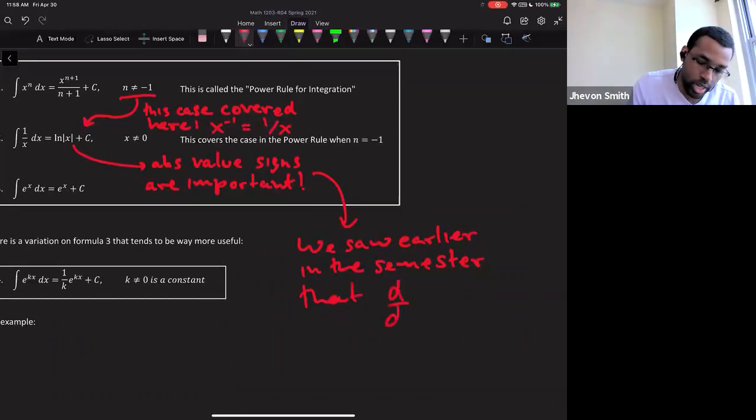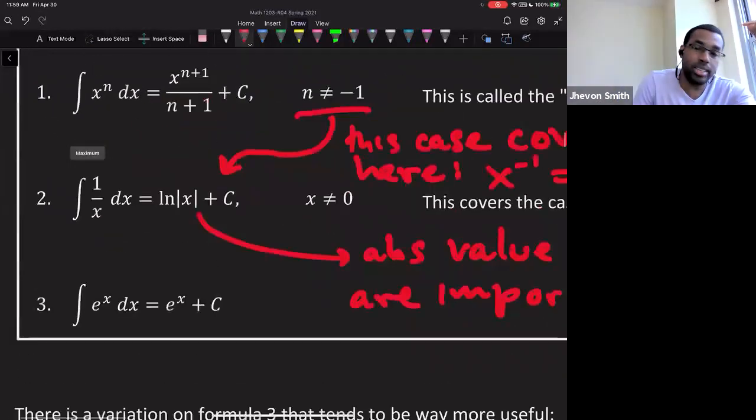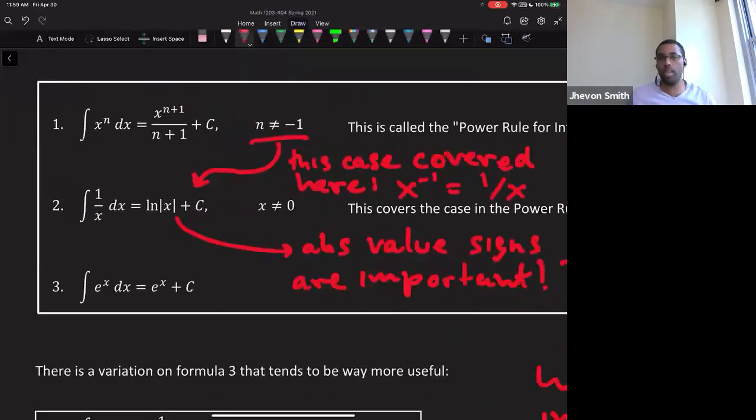If you were to differentiate the ln of the absolute value of x, you would get 1 over x, right? This is because if x is negative, then the absolute value is going to change to -x. Apply the chain rule, you'll get -1 divided by -x. You'll get the 1 over x again. So this will cover whether your x is negative or positive, which in 1 over x, it can be negative or positive. Okay, so we have that.